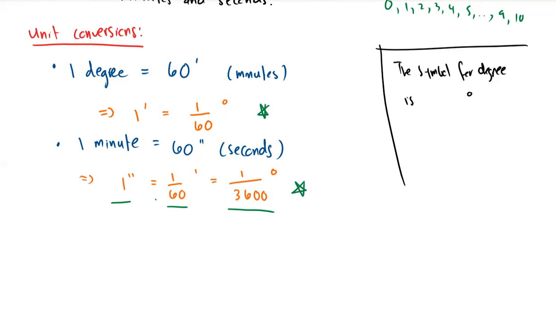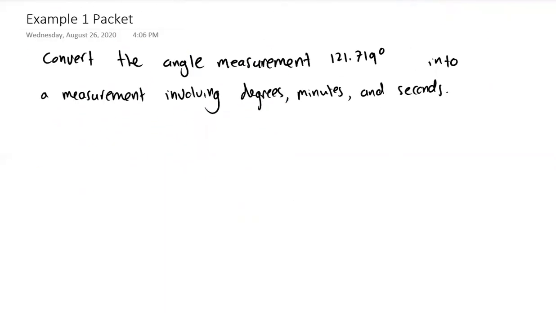And again, the thing to remember is anytime you're using units of measurement, unless stated otherwise, it's important to make sure to include those units. So always include the degree symbol if you're using degrees, the minute symbol if you're using minutes, and the second symbol if you're using seconds. That's basically all we need. Now we can go ahead and do some examples.